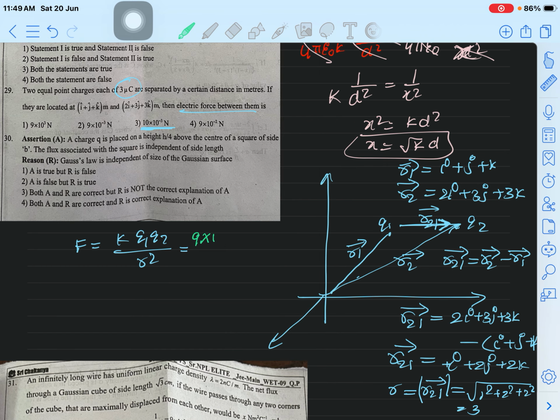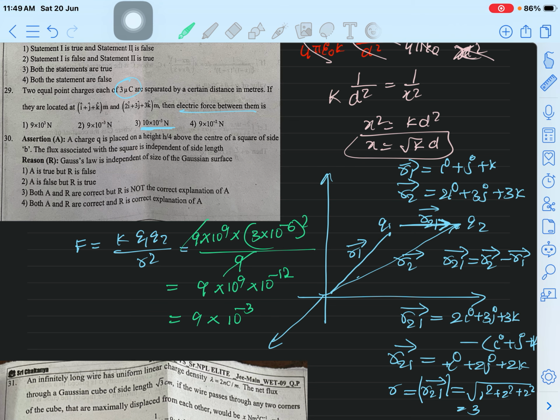k is 9 into 10 power 9, q1 is 3 micro, q2 is 3 micro. So 3 into 10 power minus 6 whole square by r square, which is r we just now found out, 3, r square means 9, 9 gets cancelled. In this numerator we will get 9 into 10 power 9 into 10 power minus 12, because 10 power minus 6 whole square means 10 power minus 12. So 9 into 10 power 9 minus 12, which is 10 power minus 3.